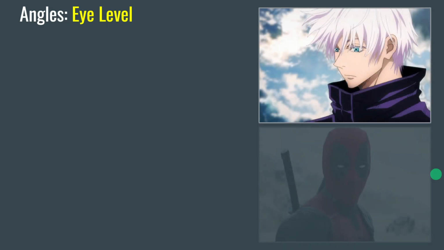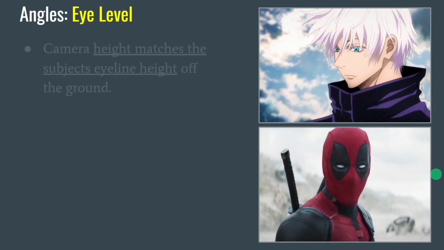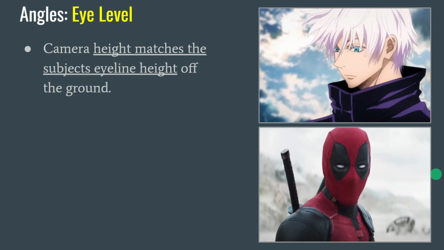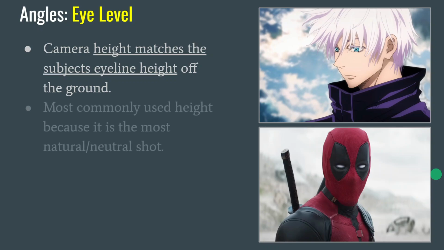So the first one is eye level. That means the camera is the same height off the ground as the character's eye line. Whether they're standing or sitting, however high their eyes are off the ground, the camera is the same height. We're looking straight into their eyes from whatever angle. You can see we're not pointed in a particular direction. It's not pointed up or down. It's pointed straight on, but it's at their eye line.